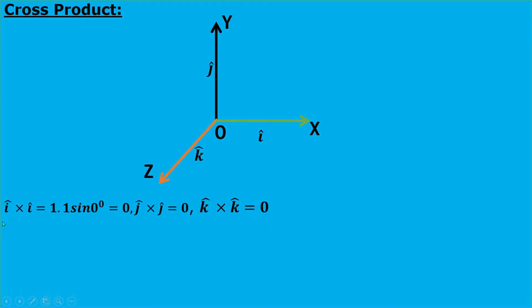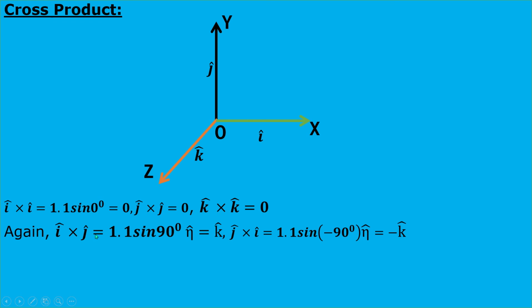Cross product explanation. I vector cross I vector equals the product of their magnitudes. The magnitude of I vector is equal to 1. Sine of the included angle: for I cross I, their included angle is 0 degrees, and sine 0 degrees is 0. So I cross I, J cross J, K cross K are also equal to 0. You have to remember this.